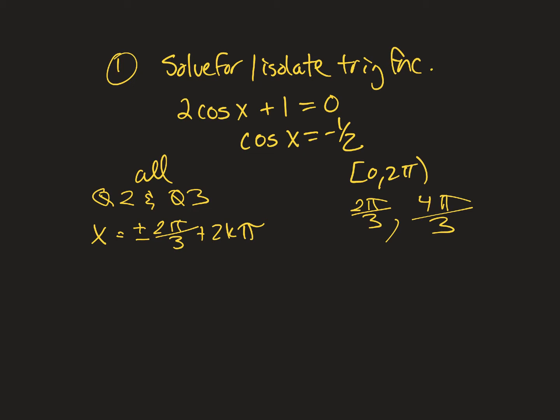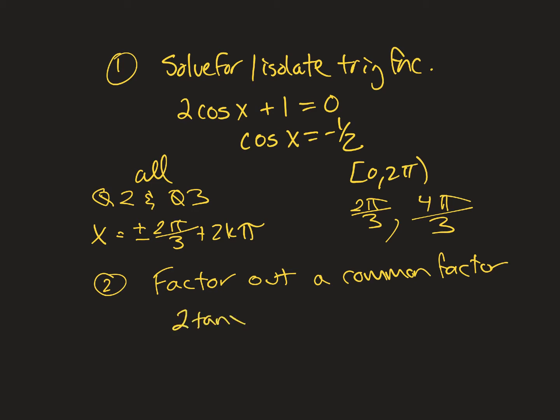Well, another way to solve is by factoring, in the sense that you factor out a common factor, or GCF. So what if we had something like this? 2 tan x sine x minus tan x, sorry, I had to think about this for a second, equals 0.